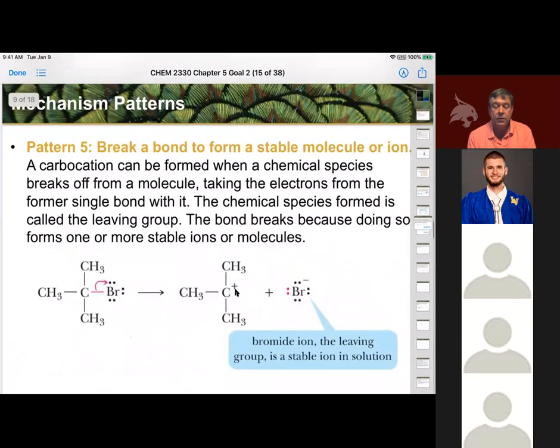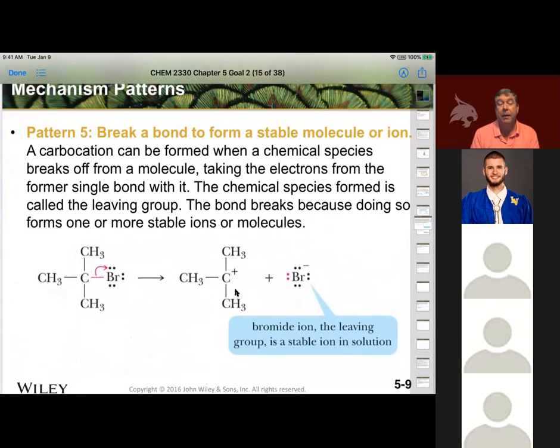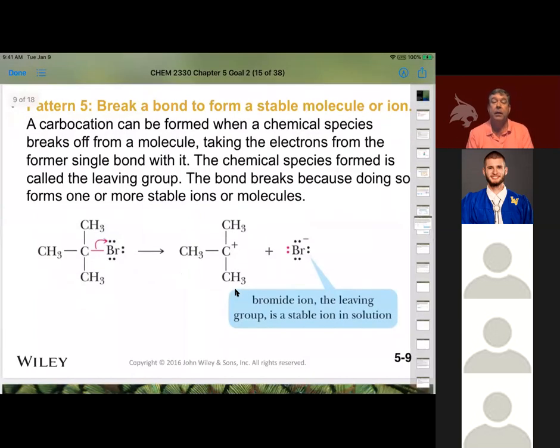Okay, so how do we make carbocations? Well, we make carbocations with pattern number 5, okay? And we typically make a carbocation using a polarized bond and heat or light. By exciting that polarized bond, you can break that bond apart.